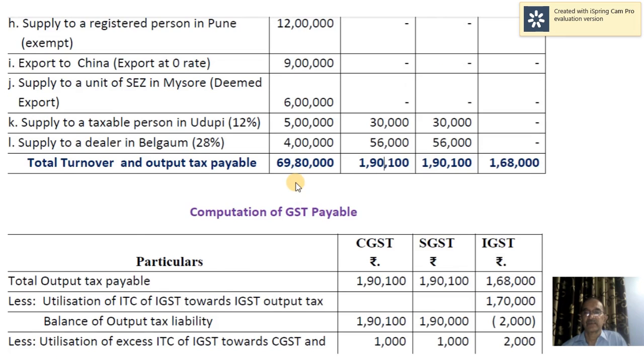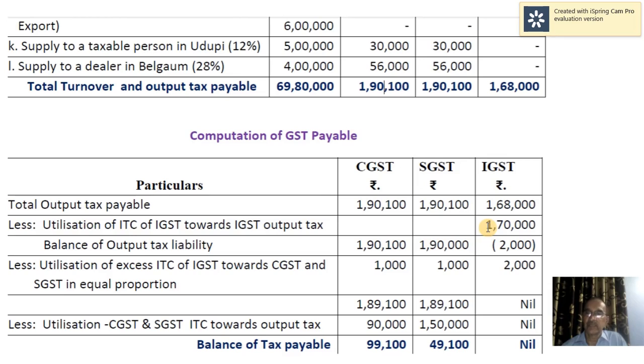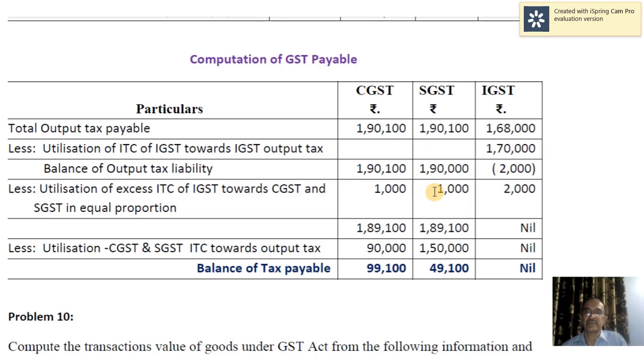So first you compare the input tax credit with the output tax liability of IGST. So here you have got surplus IGST input tax credit. So before using ITC of CGST and SGST, first you have to exhaust this surplus 2,000 rupees. So we'll exhaust that. So 2,000 is divided equally between CGST and SGST. So these 2,000 are distributed. So no balance of input tax credit of IGST.